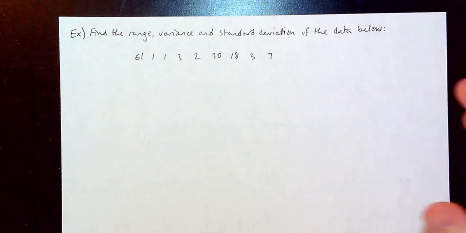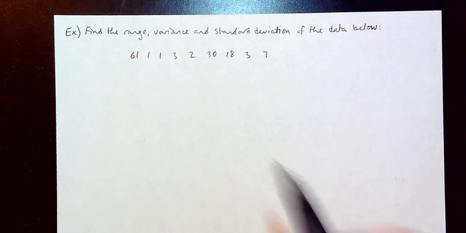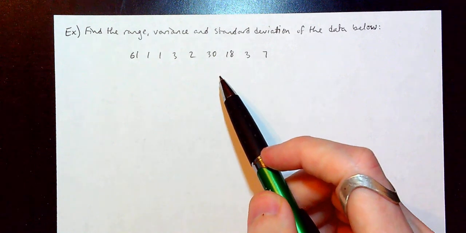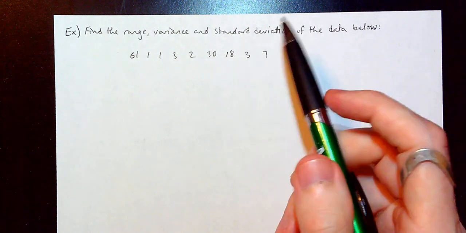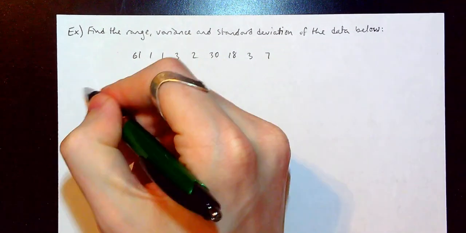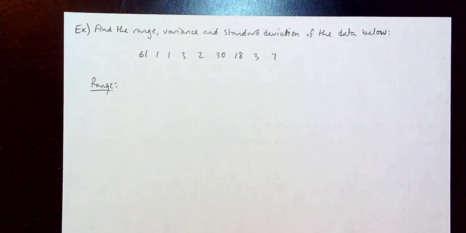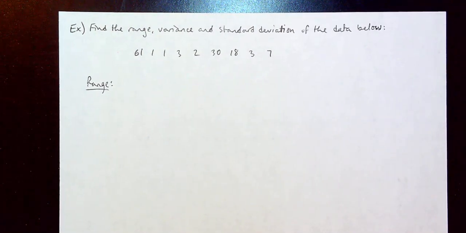Okay, so here we have our first sample problem. Suppose we have 9 pieces of data below. We're going to find the range, the variance, and the standard deviation for this set of data. The first one that I suggest you find is the range. It's really easy, a really basic calculation.